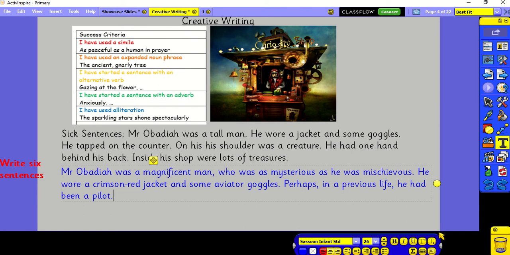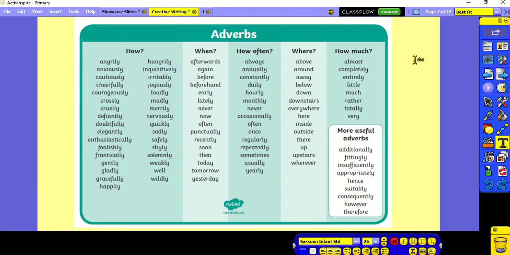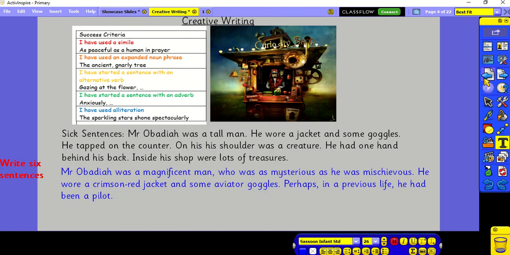Right, next sentence. He tapped on the counter. Tapped is a verb. So I know that I can choose an adverb to describe that verb and I can use it to start my sentence. How does he tap on the counter? Let me go to my adverb mat. I'm looking in this how section and I'm going to choose defiantly, which means when you're told not to do something and you do it anyway. So, defiantly, comma, he tapped on the counter.